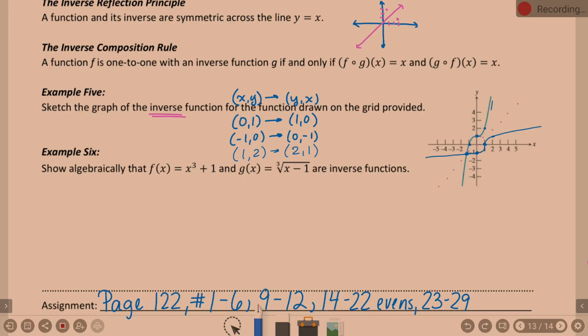Have I made some helpful points? Yeah. Okay, that's my goal here. Look at some specific ordered pairs, take them and flip them. Okay.